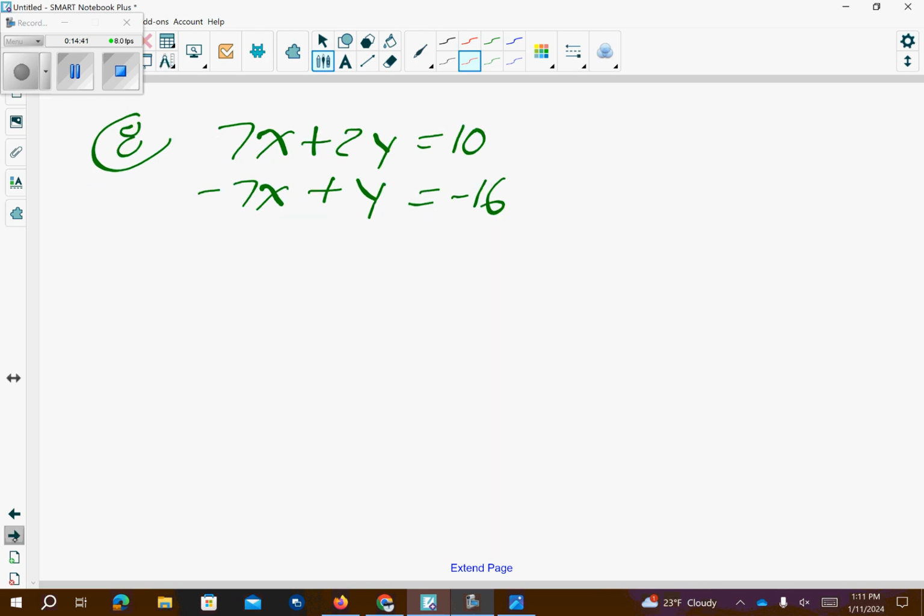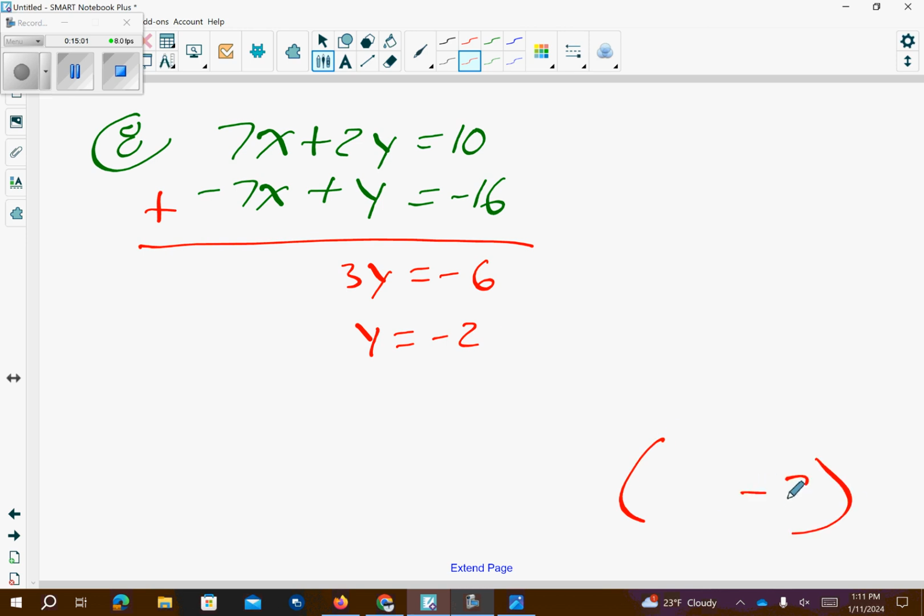Example number 8. Notice my x and y are on the same side on both equations. I have opposite values for my x. So if I add those together, those cancel out, and that gives me 3y equals negative 6, because 10 minus 16. Divide each side by 3. So I get the y value. Remember, it's x comma y.